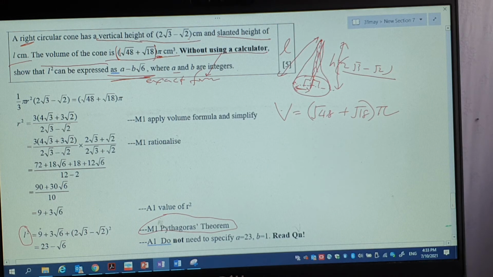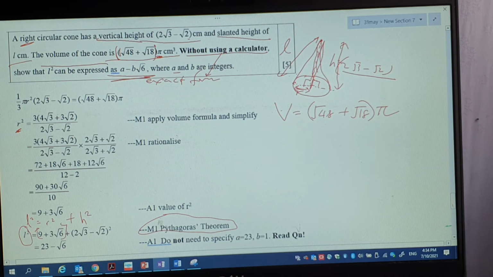This is your R square. Later I'll show you. Then the R you found here, R square you found here. So this is your R square plus L square equal to R square plus H square. Correct? Pythagoras theorem: R, H, L. This square equals this square plus this square, right? So that's what you have here.